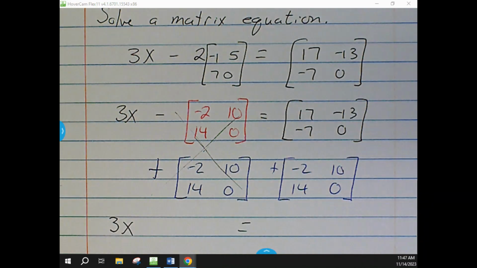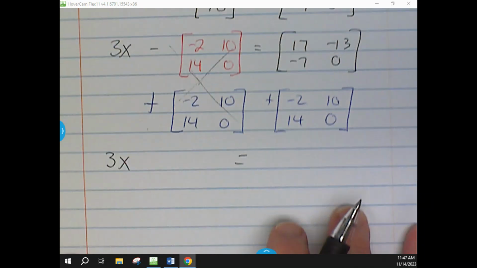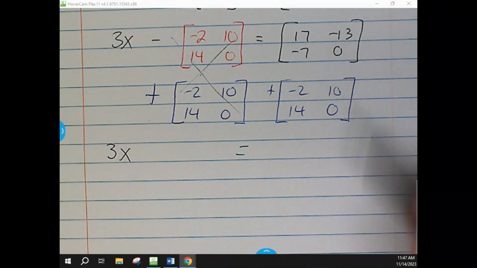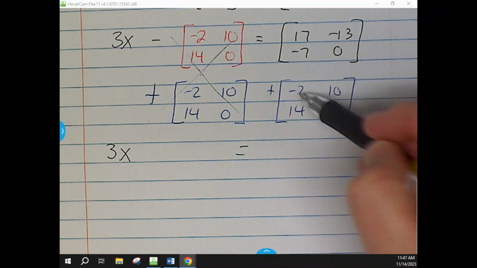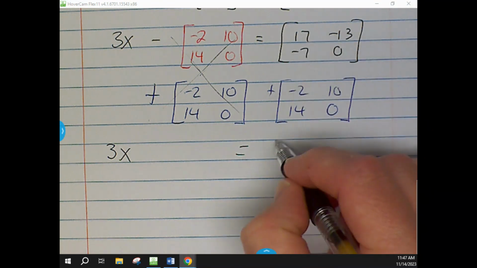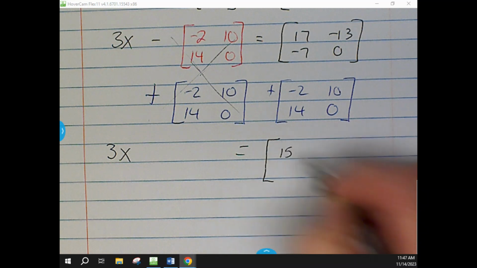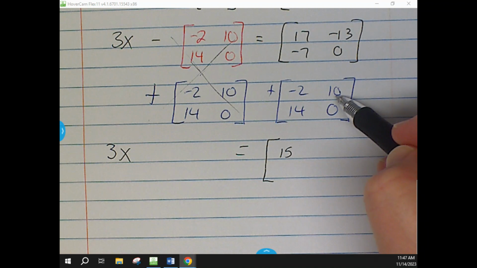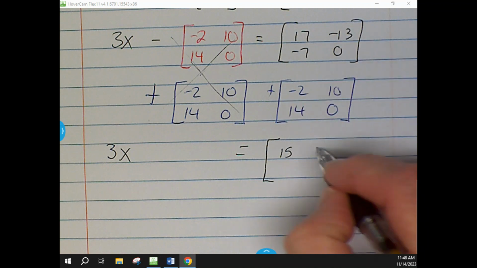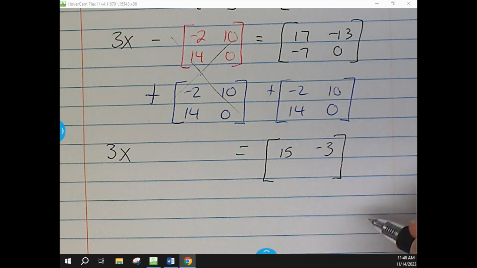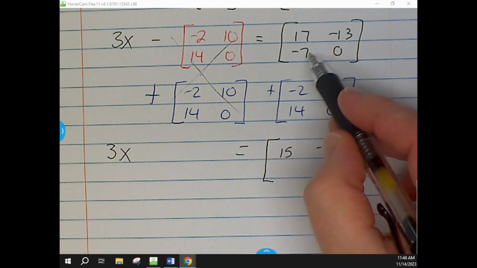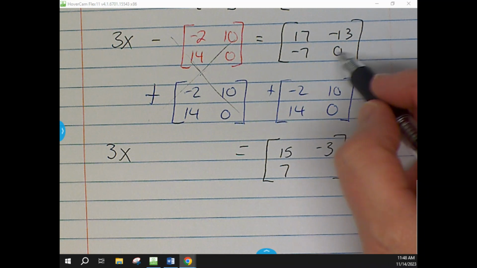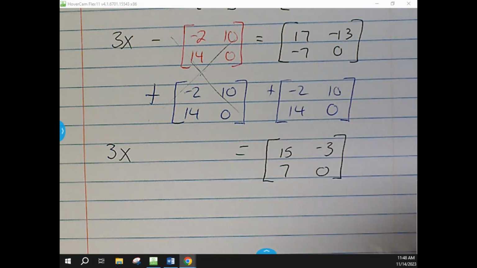So once we do the plus and minus on this part, all this just kind of goes away. So that'll leave you with 3x equals. And now that we've got this one, these two things are canceled out. Now we're just going to add these two matrices over here together. So it's 17 plus -2, which is 17 minus 2, which is 15. It's -13 plus 10, or 10 minus 13, which should be a -3. 14 plus -7, or 14 minus 7, would make that 7. And then at the end, you got 0 plus 0, that's still 0.